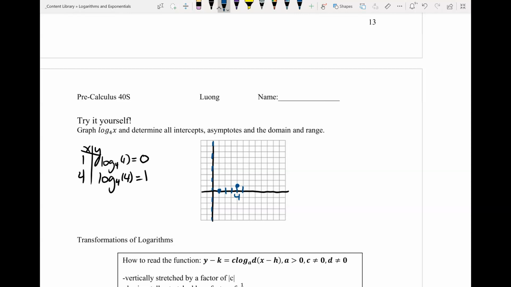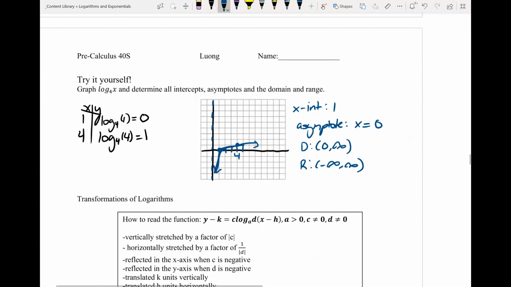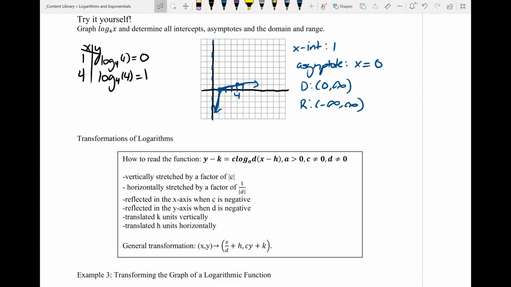Okay, I'm going to connect these 2 points, extend, and then curve our graph towards the asymptote. Should look something like that. Okay, and then for our intercepts, we have an x-intercept at 1, our asymptote is at x equals 0, domain is from 0 to infinity, and then our range is from negative infinity to positive infinity. All right, so that's our basic log graph.